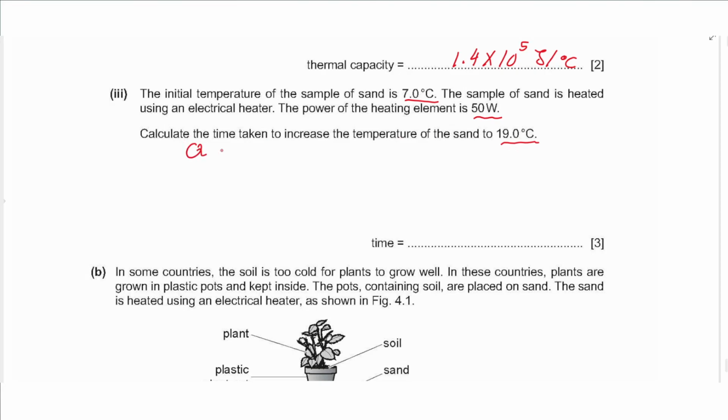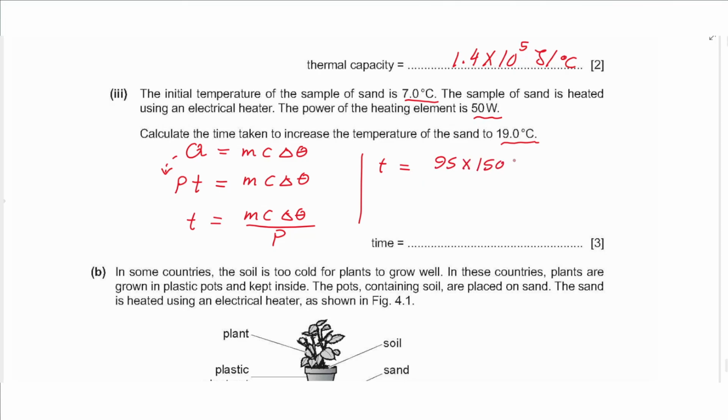So the original equation is Q equals mc delta theta, or delta T, and we can replace Q, which is the energy, by power multiplied by time. So power multiplied by time is mc delta theta. So making T the subject of the formula, we can divide mc delta theta by the power. So we have the mass, which is 95 kilograms, multiplied by the specific heat capacity, 1500, multiplied by the change in temperature from 7 to 19, that is 12 degrees Celsius, and we divide all that by the power, which was 50. That gives a value of 34,200 seconds, or we can use standard form, which is 3.42 times 10 to the power of 4 seconds.